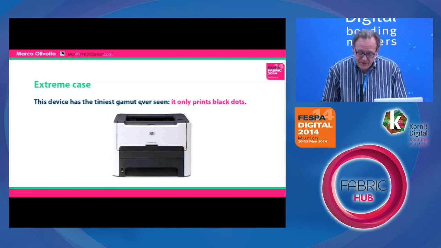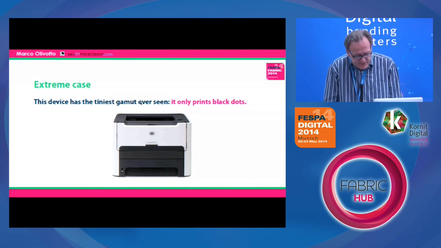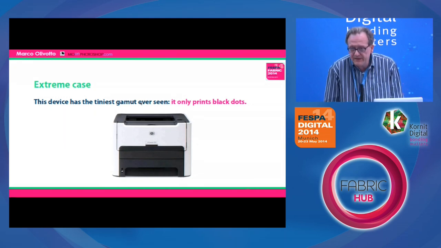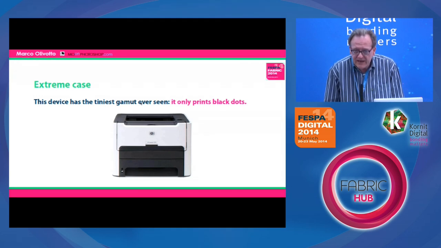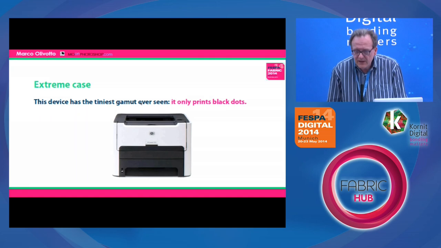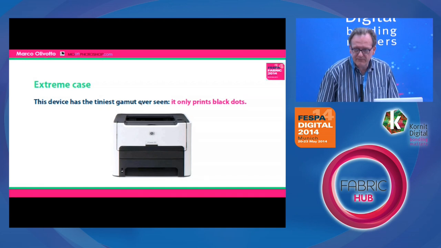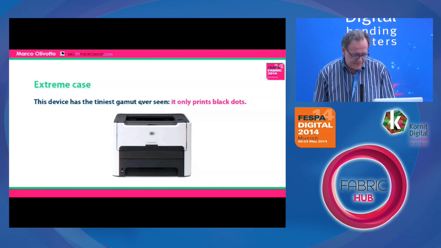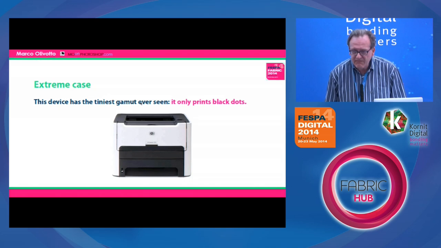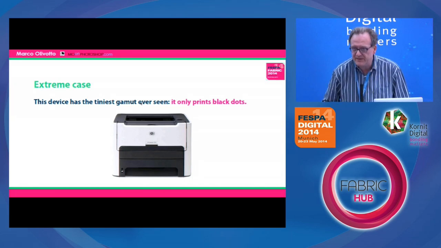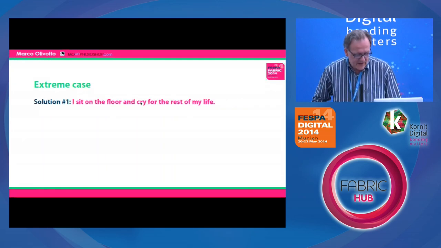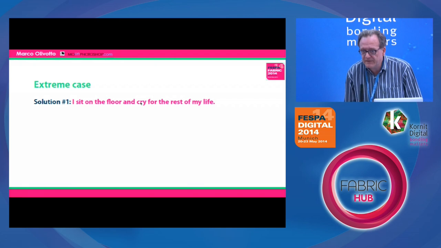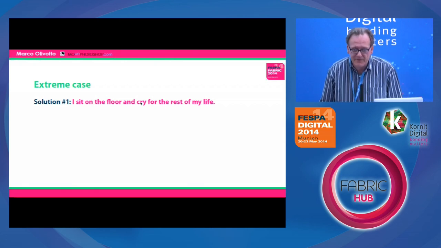I would like to remind you that this device has the smallest gamut ever seen because it can only print black dots. It doesn't print any gray. It's an optical illusion. The white comes from the paper. So if you use pink paper, you will have pink and black, not black and white. All right? So you can't imagine anything printing less color than this. And then you want me to print a rainbow. All right. I have solution number one. I sit on the floor and cry, possibly for the rest of my life, because there is no solution.